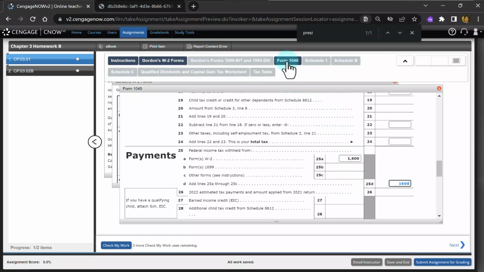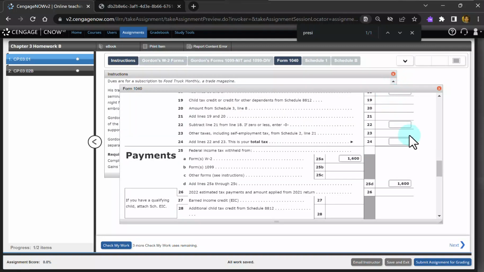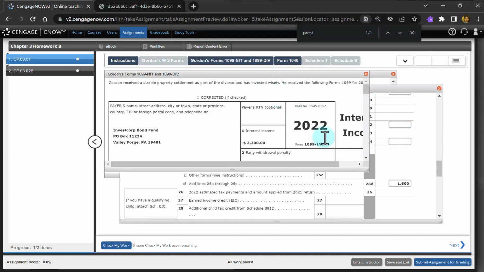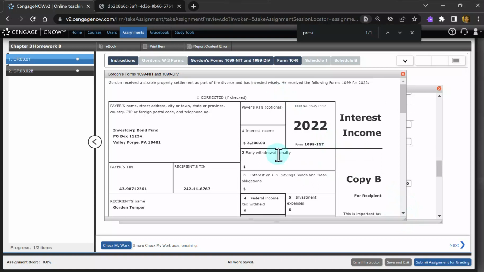Let me double check again. 1600, yeah? So let me close this form. And let's move on to the next income item, which is the 1099 interest and dividend. So that's 3,200 coming from InvestCorp bond fund. And because the interest is more than $1,500, it first needs to be reported on a Schedule B.